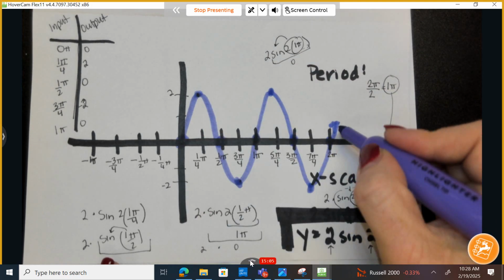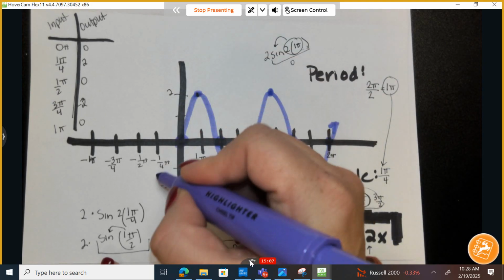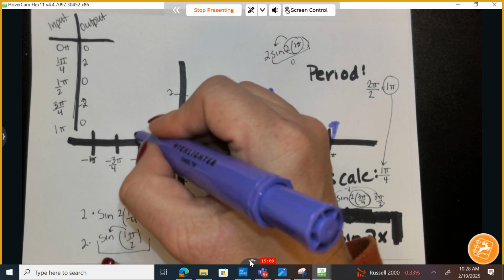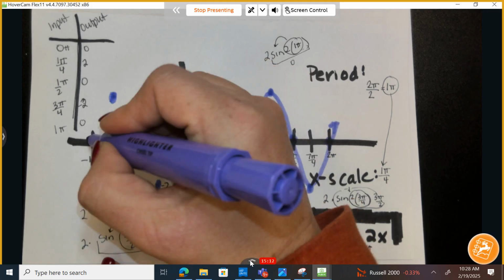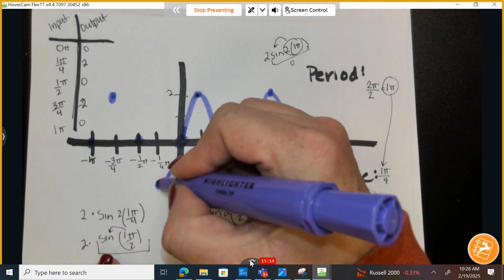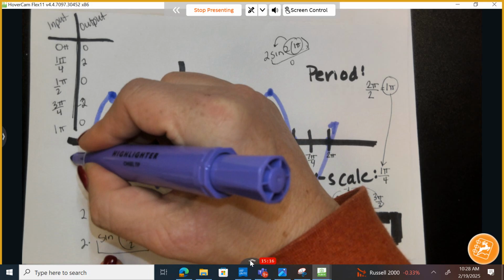Now we're going to keep that curve going. Keep the cycle going. Down to negative 2, to the midline, up to positive 2, and back to the midline. Down, up, and down.